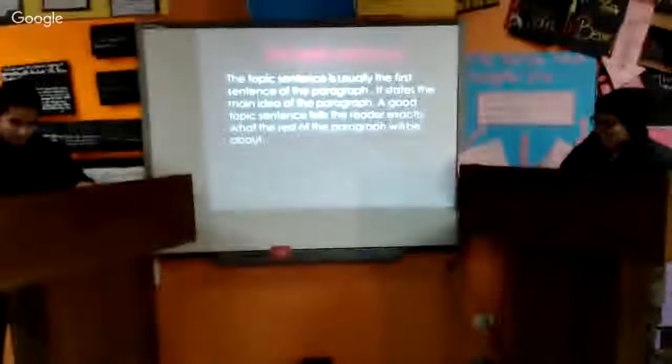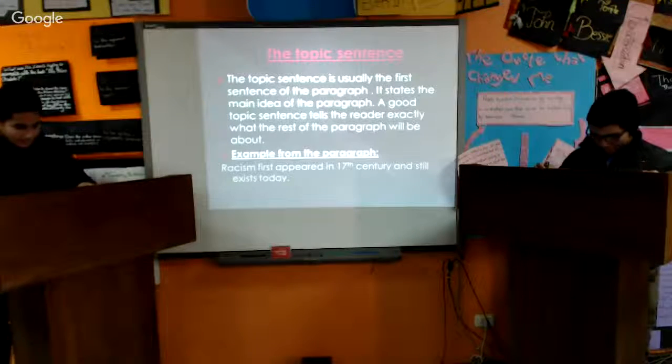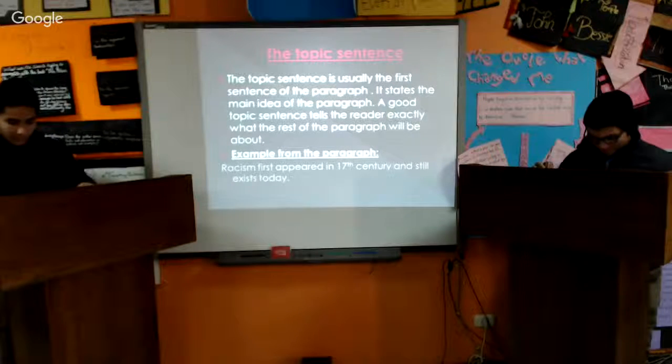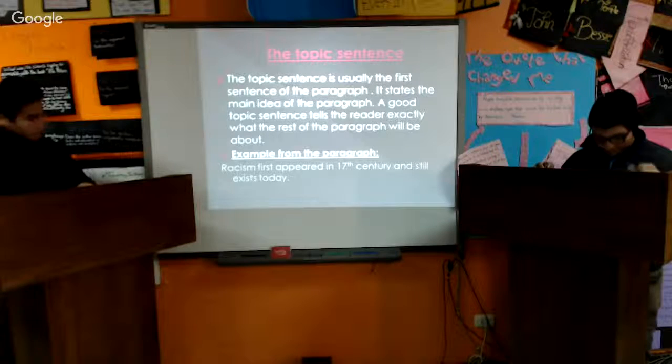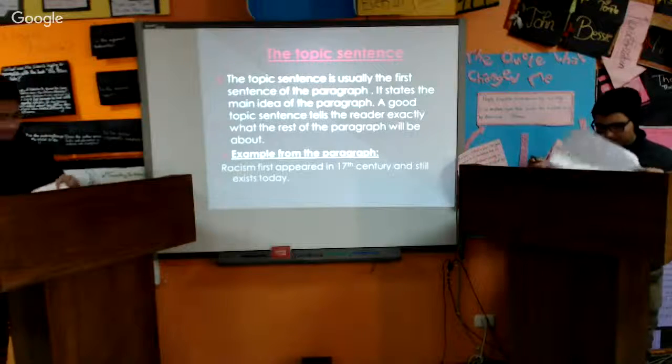The topic sentence. The topic sentence is usually the first sentence of the paragraph. It states the main idea of the paragraph. A good topic sentence tells the reader exactly what the rest of the paragraph will be about. Example from the paragraph: racism first appeared in the 17th century and it still exists today.